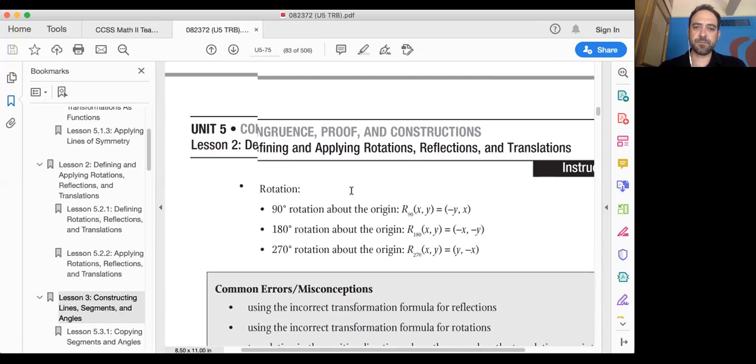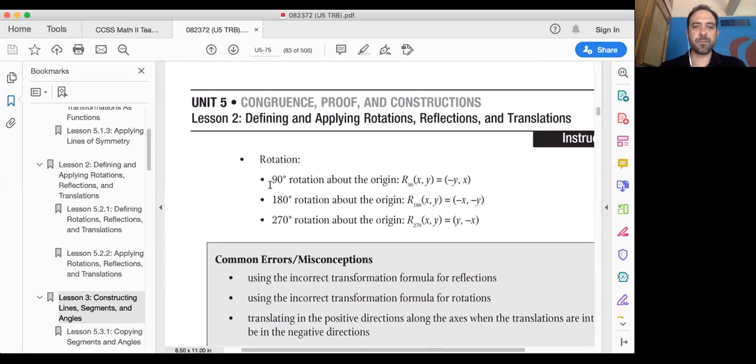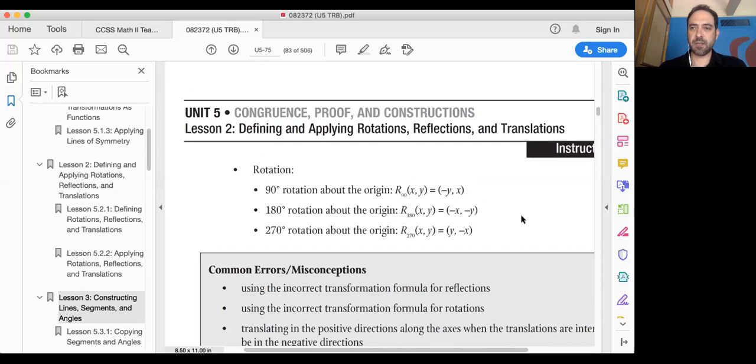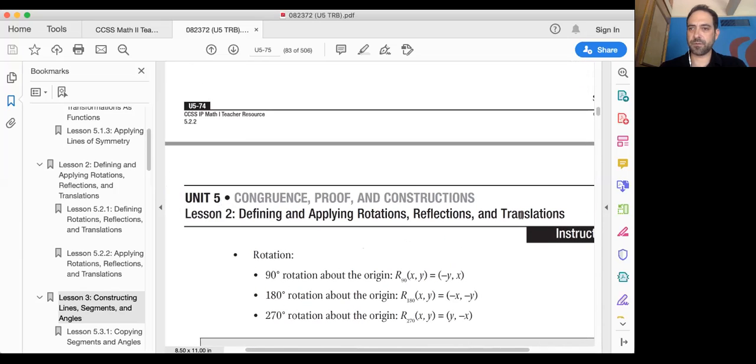Now rotation, these also have little rules we can follow. A 90-degree rotation about the origin: (x, y) becomes (-y, x). For 180 degrees, you start with (x, y), you end up with (-x, -y). For 270 degrees around the origin, start with (x, y), you end up with (y, -x). I'm going to take a screenshot of this and put it up as a resource.